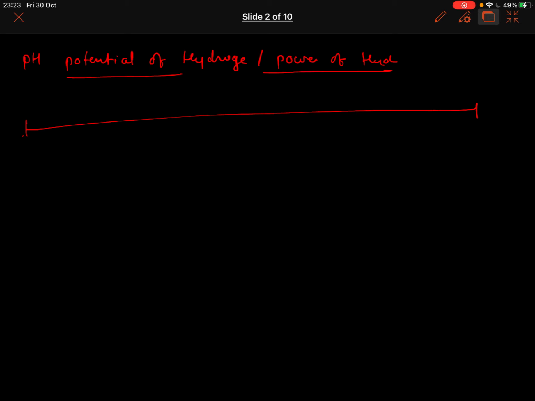Fine. So pH is nothing but the potential of hydrogen, or you can also call it the power of hydrogen. There is a pH scale. It ranges from 0 to 14. There is a midway point at 7. If the pH of a substance is beyond 7, we call it a base. If it is below 7, we call it an acid.